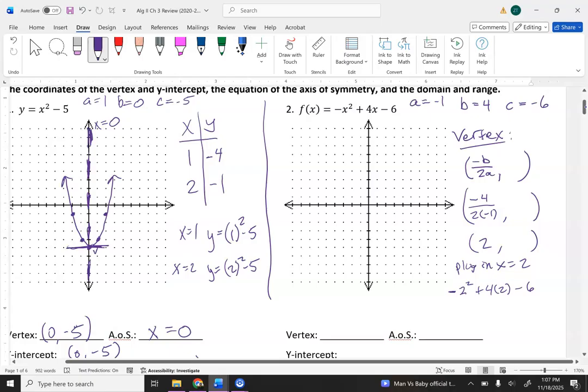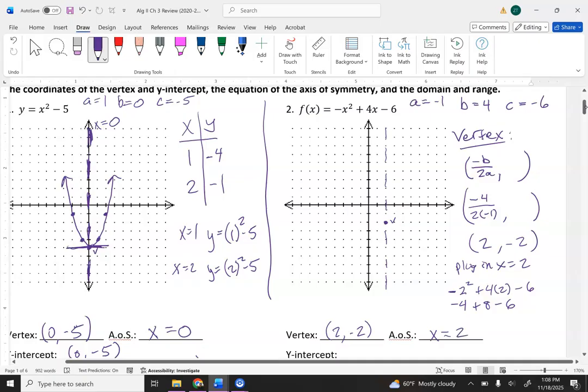So the 2 gets squared to make a 4, and then the negative gets attached to that 4. Then the 4 times the 2 is 8, and then minus the 6. So that would be 8 minus 10, which would be a negative 2. All right, so our vertex is (2, negative 2). It's going to be right there. Our axis of symmetry then will come right down through that vertex. That vertical line is the line x equals 2.